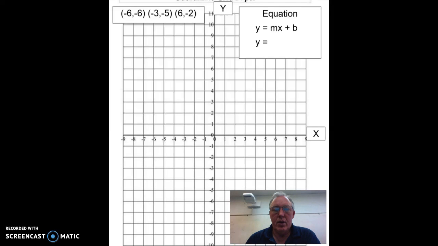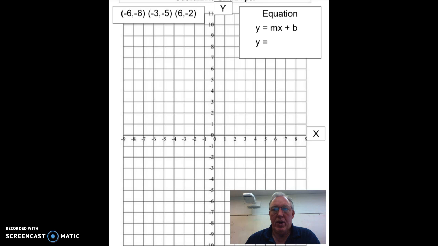Hello students. In this lesson we are given a number of coordinates that we're going to plot on the graph. Then we're going to draw a line connecting those points. And we're going to determine what is the y-intercept formula for that line. So let's go ahead and begin.